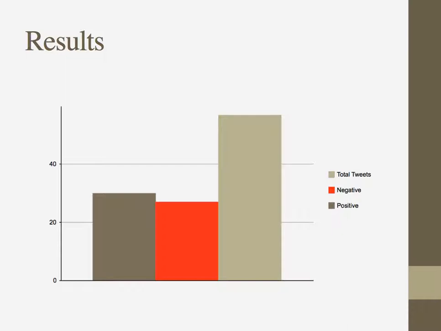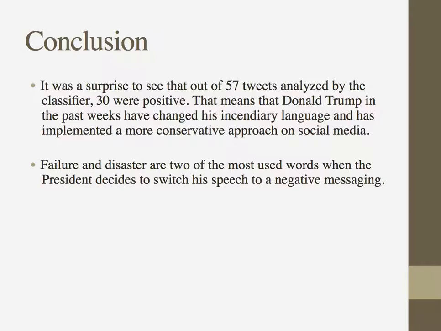So in total, I analyzed 57 tweets, and 30 of them were positive and 27 were negative. The conclusion: it was a surprise to see that out of 57 tweets analyzed by the classifier, 30 were positive. That means that Donald Trump in the past weeks has changed his incendiary language and has implemented a more conservative approach on social media. I wasn't expecting that, to be sincere.